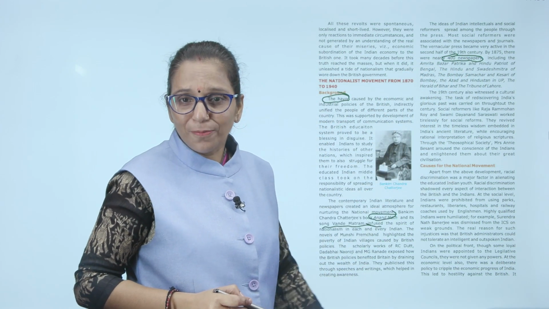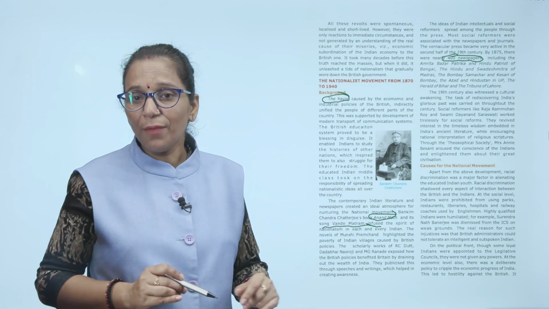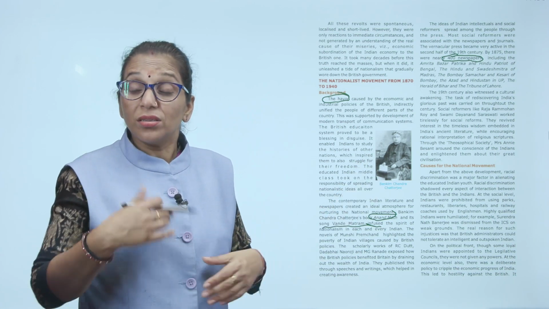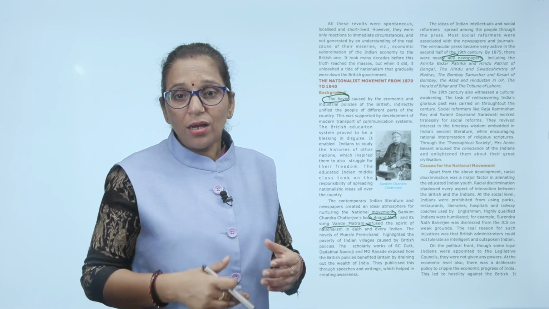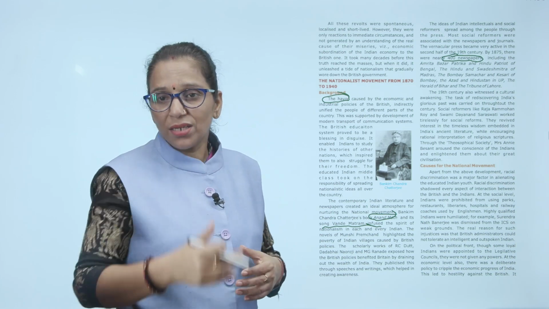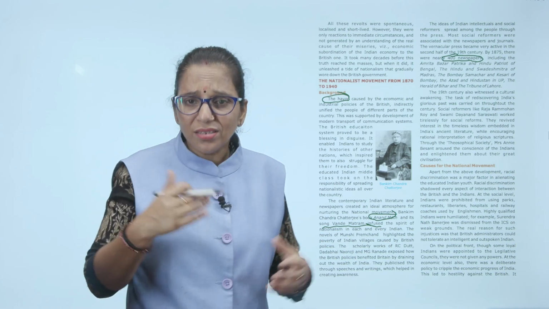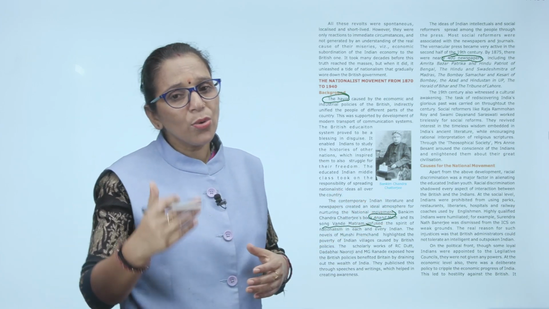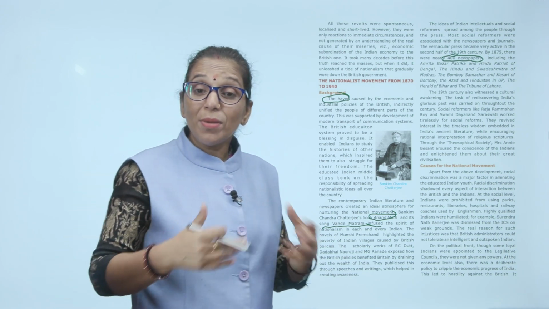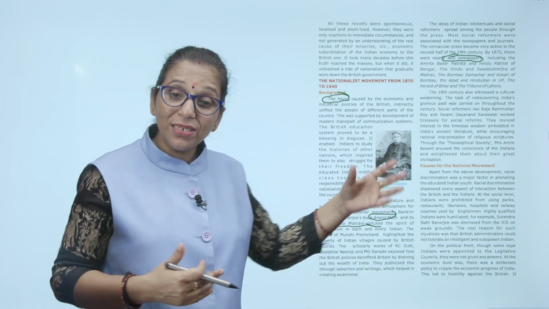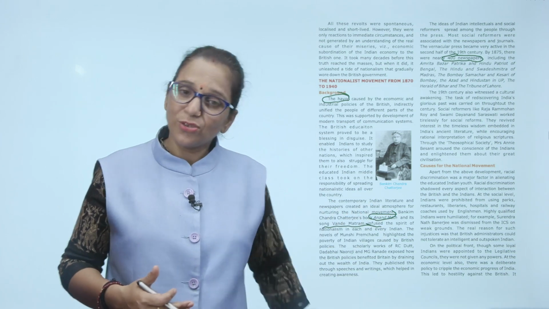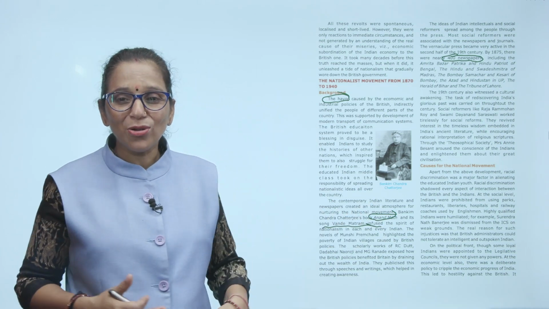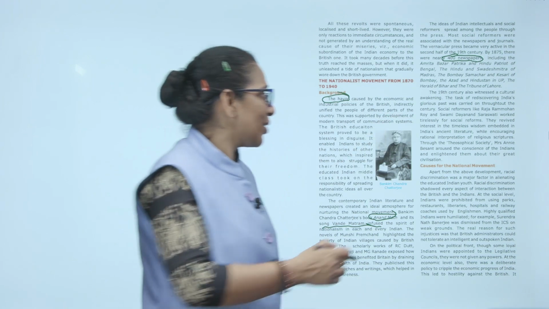Amrita Bazar Patrika. You can watch the model of Amrita Bazar Patrika at the National Science Museum. Hindu Patriot of Bengal, The Hindu, Swadesh Mitran of Madras, the Bombay Samachar and the Kesari of Bombay, Azad and Hindustan in UP, the Herald of Bihar and the Tribune of Lahore. Means there were so many newspapers and magazines published at that time to awaken Indian society. The 19th century also witnessed a cultural awakening.